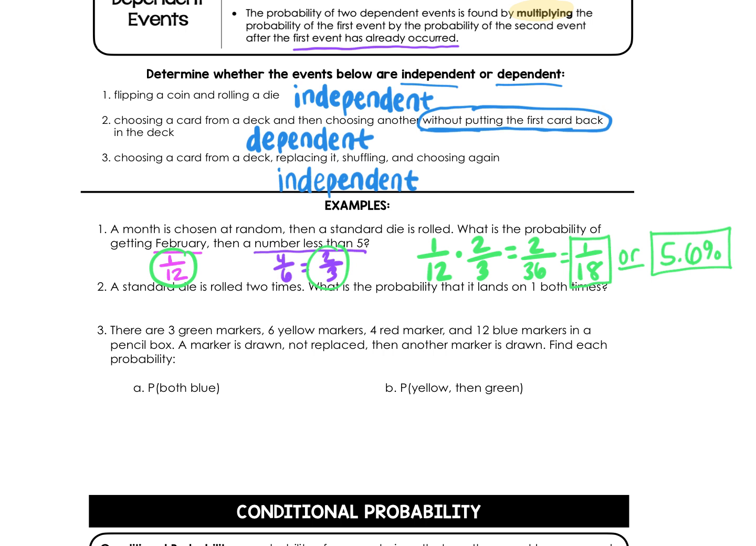So again, we're just going to find the probabilities and multiply them. In this case, the probability of landing on 1 for a standard die is 1/6. So just take 1/6 times the probability that it lands on 1 the second time, which is also 1/6, and that gives us 1/36. If you divide that on the calculator, it's going to be about 2.8%. So either answer is fine there because it doesn't tell us how to give our answers here.